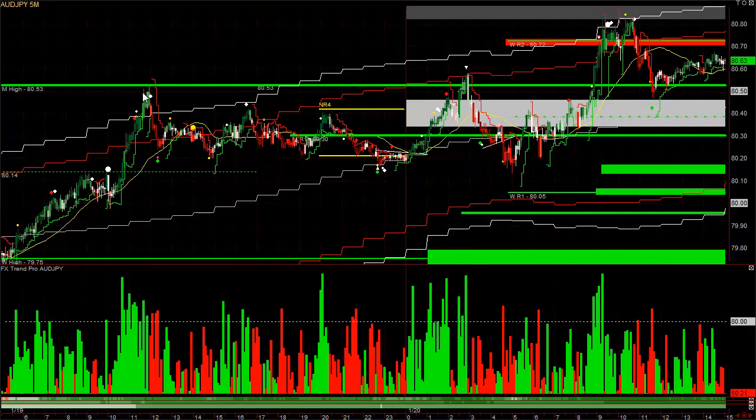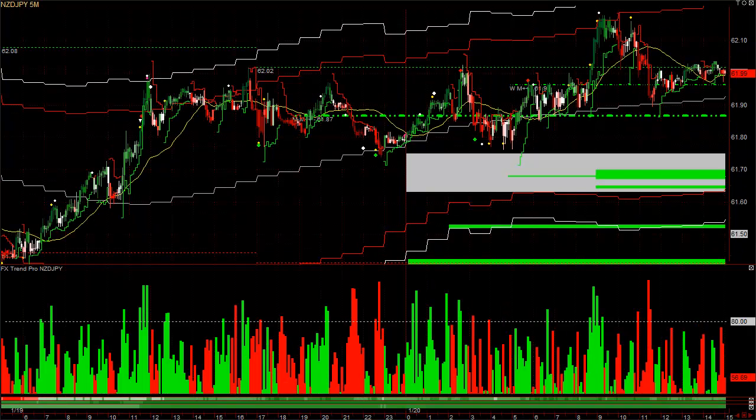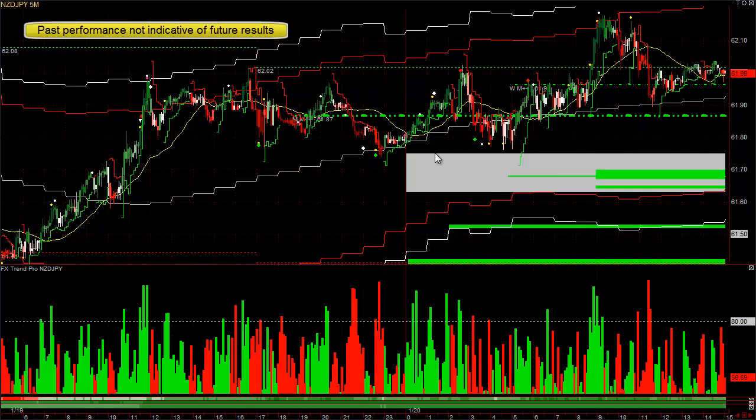And last but not least, the New Zealand yen, which acted as support last night. This level would have showed up there last night. At midnight it redraws, acted as support. The market never went through it.